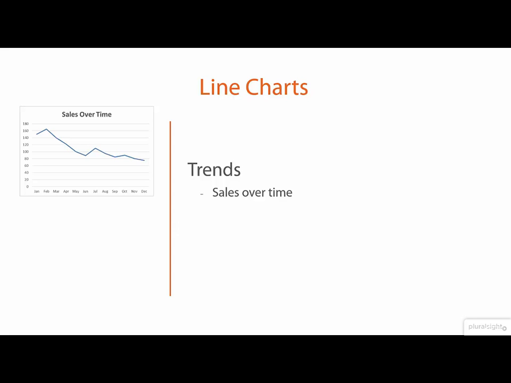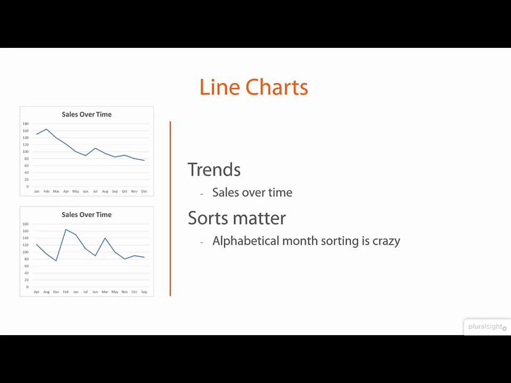Line charts show trends. Take a look at the chart on the left. It's pretty easy to see that your sales are trending down. Because they show trends, it's extremely important to get your sorts correct. The bottom chart shows the exact same data, but the months are sorted alphabetically instead of chronologically. It's really a different picture of your story.